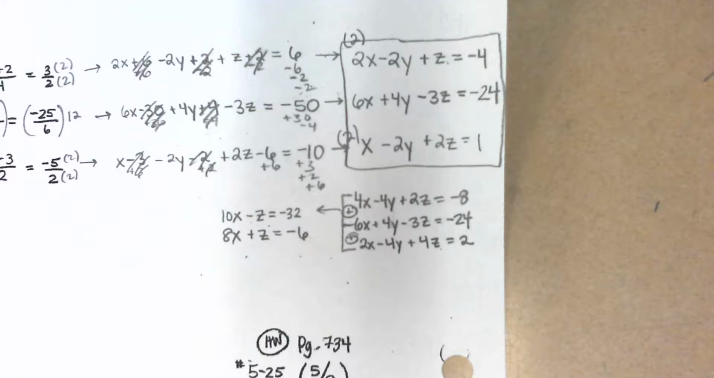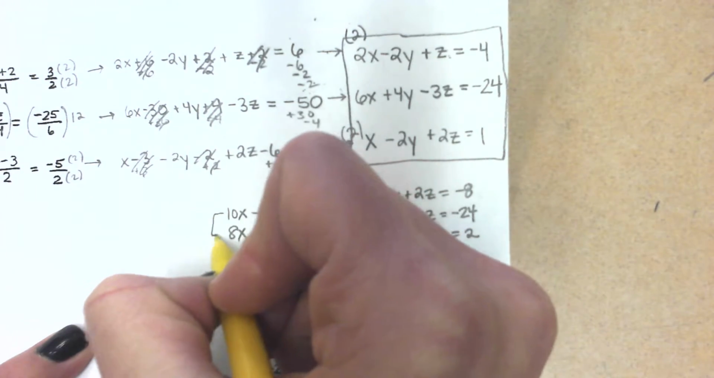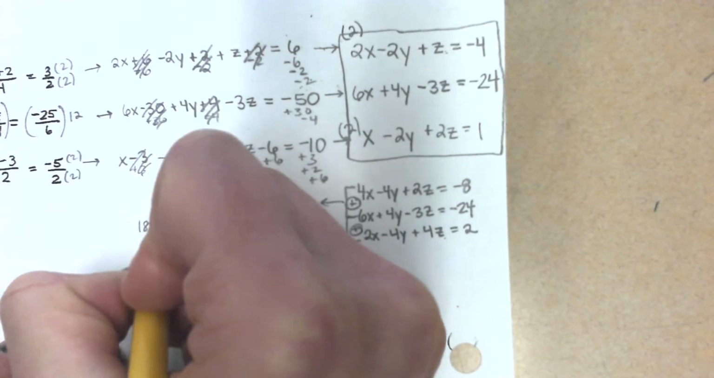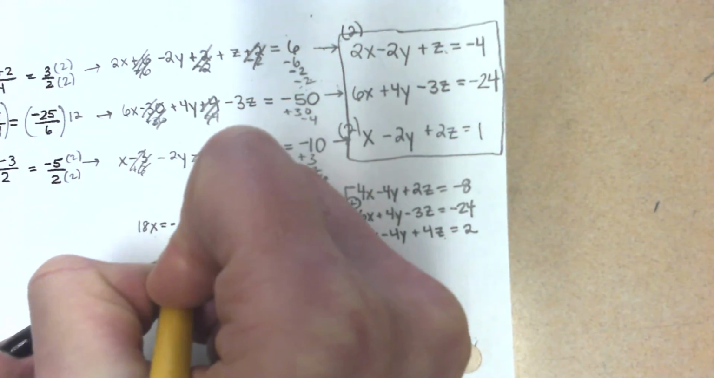Now you get to choose again which variable you want to eliminate, the x's or z's. Here it's glaringly obvious that it's easier to eliminate the z's because you don't have any need for multipliers. Yes? Add or subtract. Opposite signs add again. So I get 18x equals negative.